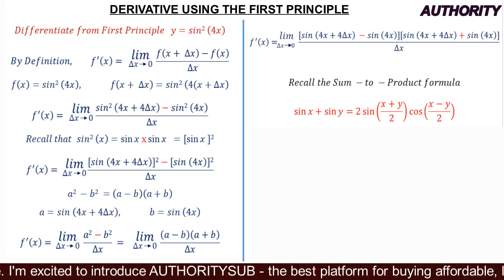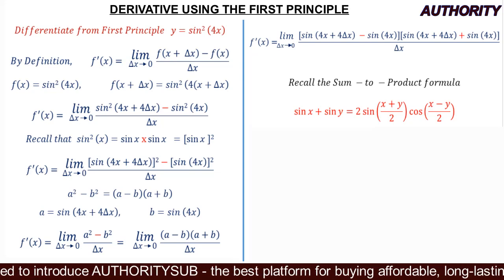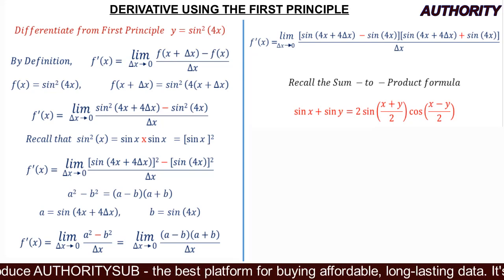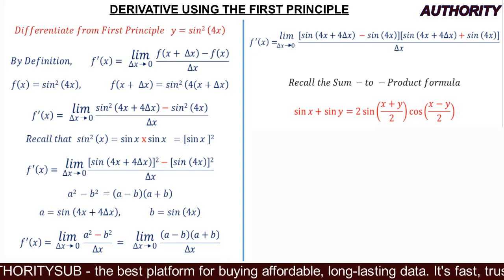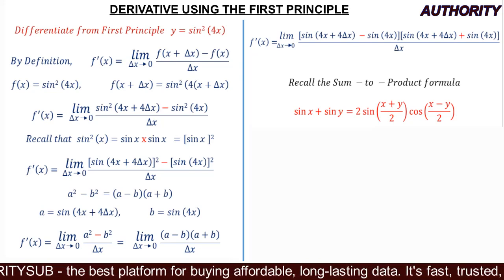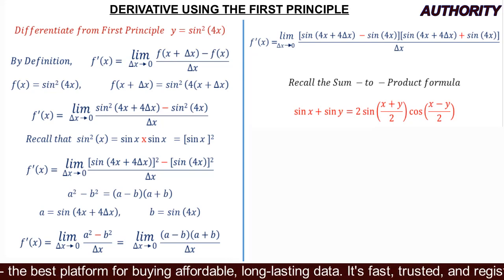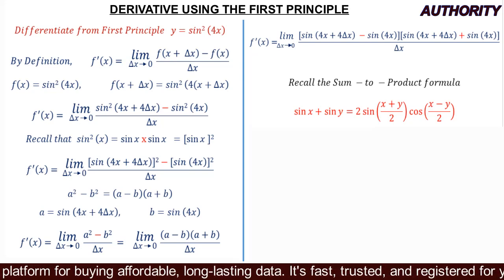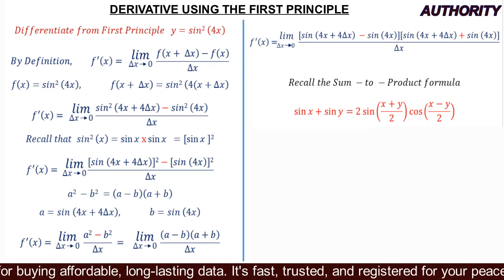Where we have sine x plus sine y, this is addition, right? So you can convert this addition to multiplication. That is to say that sine x plus sine y is the same as saying 2 sine (x plus y) all over 2, multiplied by cos (x minus y) all over 2.